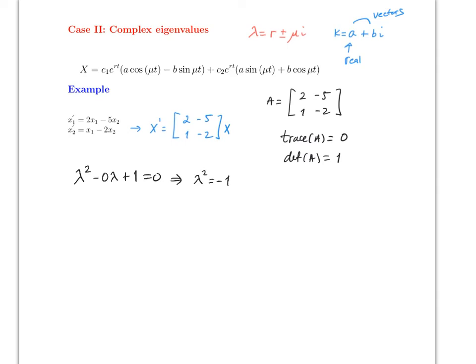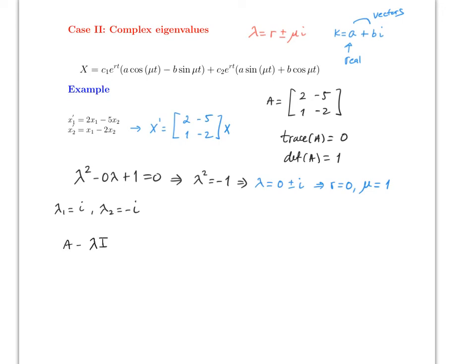That means lambda squared is equal to -1, or lambda is equal to 0 plus or minus i. So that implies that r is equal to 0 and mu is equal to 1. Here you have technically two eigenvalues. Lambda 1 is equal to i, and lambda 2 is equal to minus i. And you can use either one to find the eigenvectors, and you only need one of them, as you will see right now.